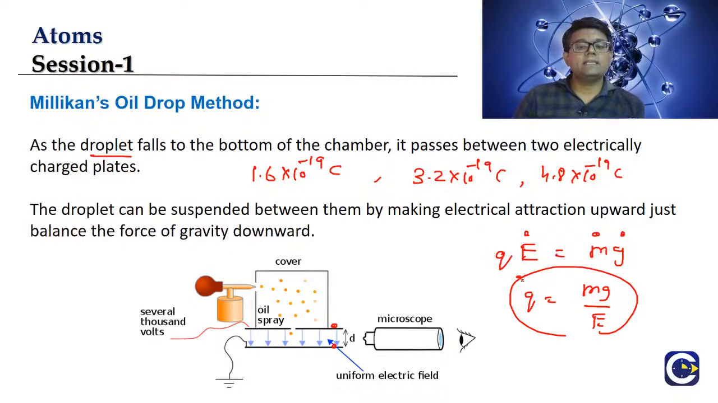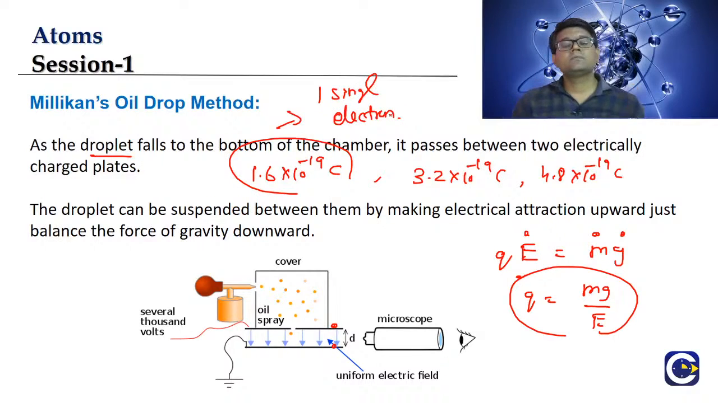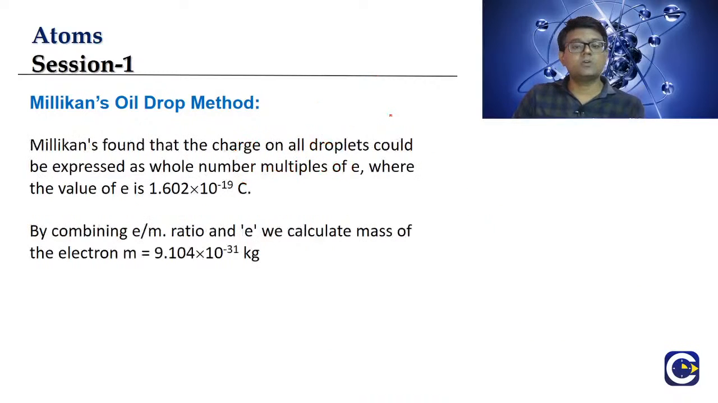Then the conclusion that he had is that the smallest value of the charge on the oil drop, which is 1.6 in 10 power minus 19, of course the charge will be negative in nature, is going to be the charge of one single electron, and that is how he was able to find out the charge of an electron, which is what we call the basic charge. So in Millikan's oil drop experiment he was able to find the charge value on the electron, and using this value, since we already have the e by m ratio, the mass of the electron was also derived.